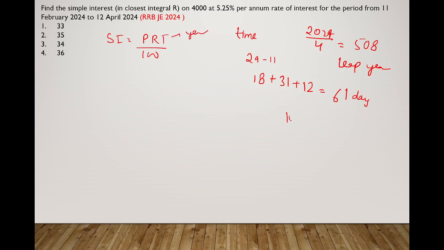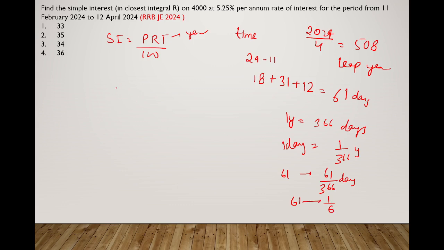So in 1 year there are 366 days, because it is a leap year. So we need to find out for 61 days. So in 1 day the value is 1 by 366 years. So if I find it for 61 days, it becomes 61 divided by 366. Is it divisible by 61? Yeah, it is divisible. So it becomes 1 by 6.